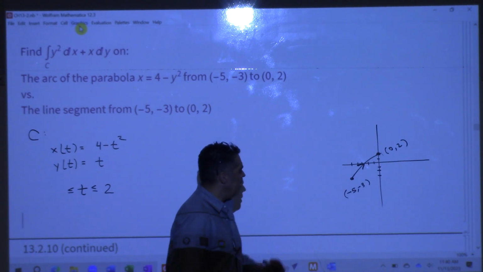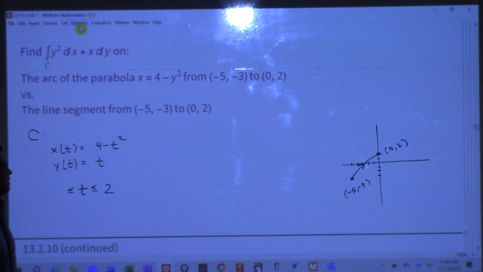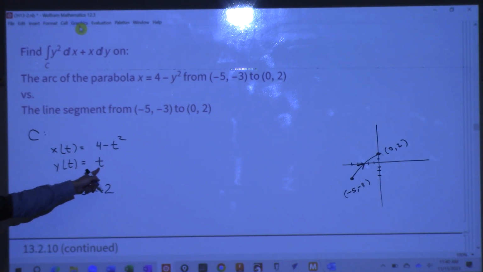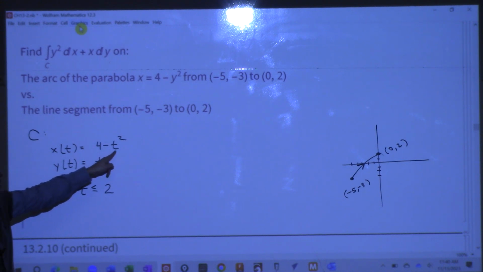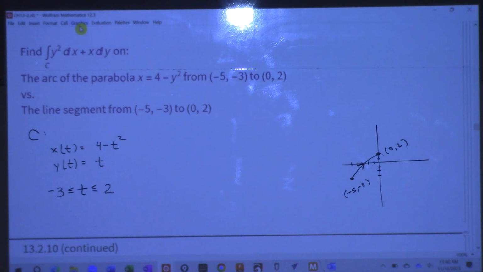Now the first point, what do you want your y value to be? Negative 3, right? So how do you make this negative 3? Negative 3, what's negative 3 squared? 9, and then you have 4 minus 9, negative 5. So that works. That takes a little bit of inspection, but you should be able to figure out those two limits.